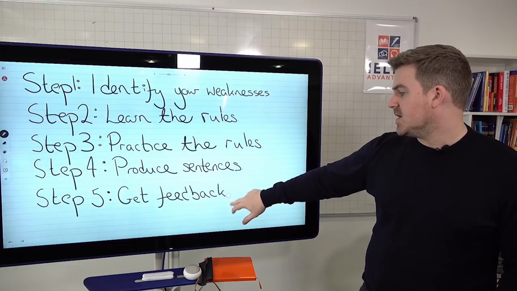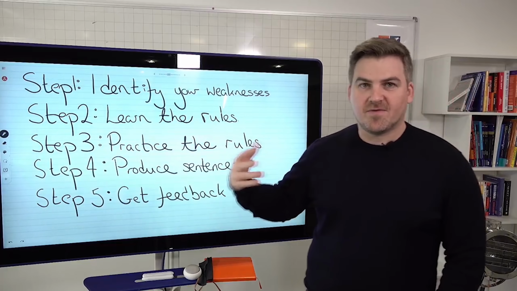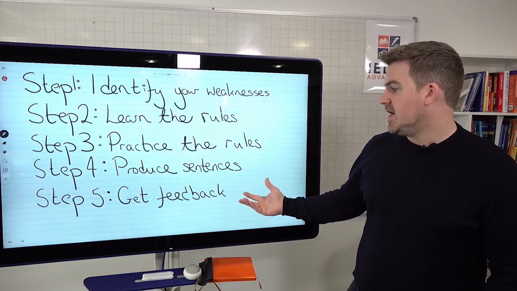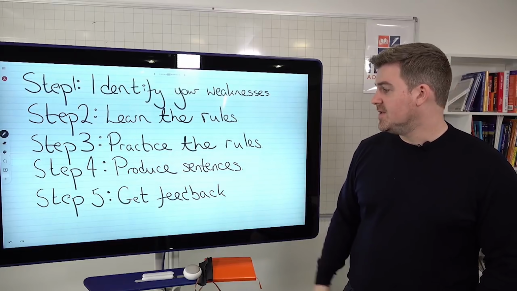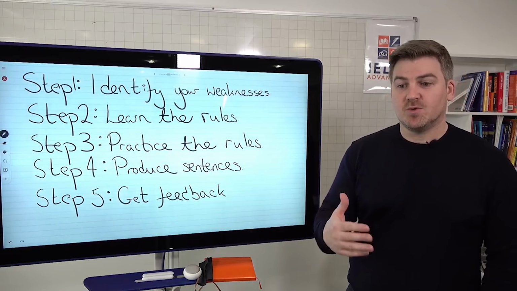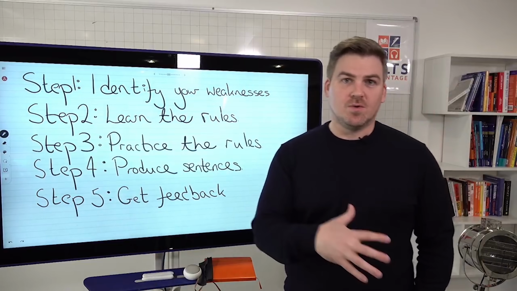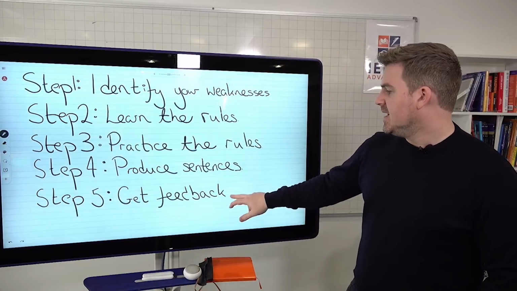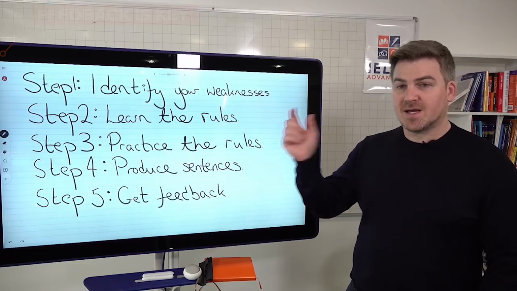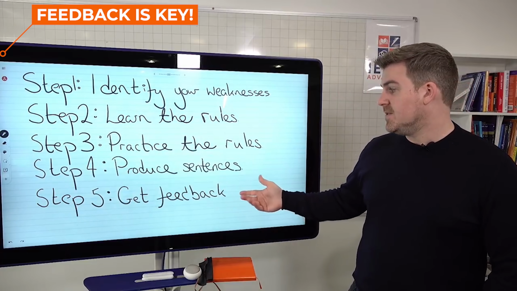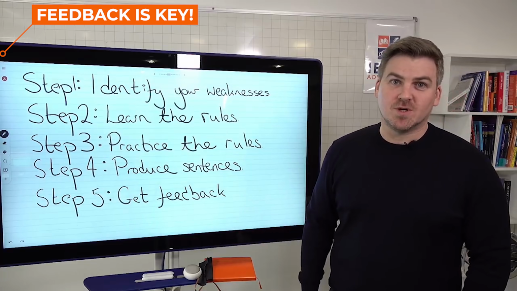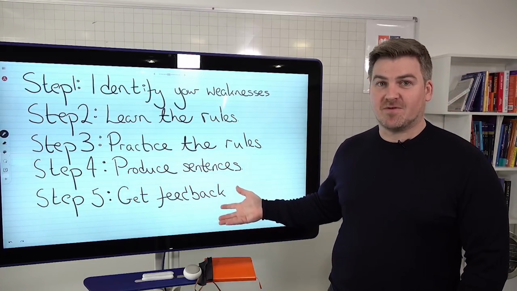And again, that can come from a teacher, a friend who's really good at English, or a native English speaker if you know them, to get feedback on whether you are using it correctly or not using it correctly. And then learn from that feedback and just sharpen things up and learn from your mistakes, and you will improve any area of grammar.